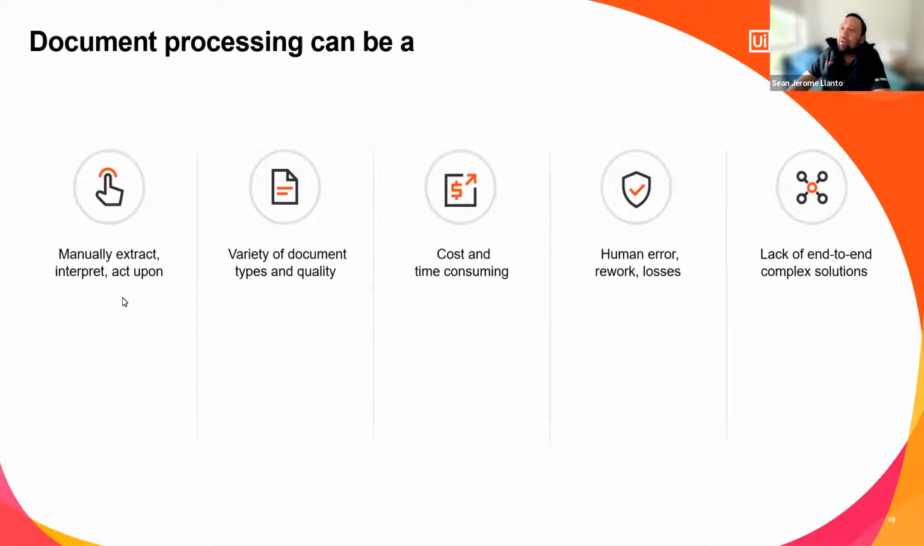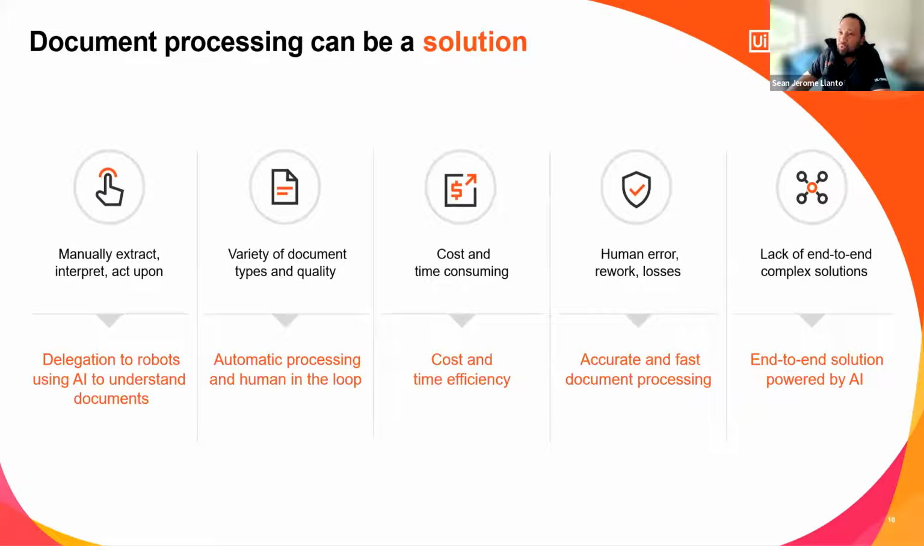So how can we turn this problem into a solution? We can delegate a robot to use AI to understand the documents. We can automate the processing and introduce what we call the human in the loop. We can introduce additional cost and time efficiency, as well as make the processing and extraction of information a lot more accurate and processed straight through afterwards. Overall, what we wanted to do is put an end-to-end solution powered by AI.